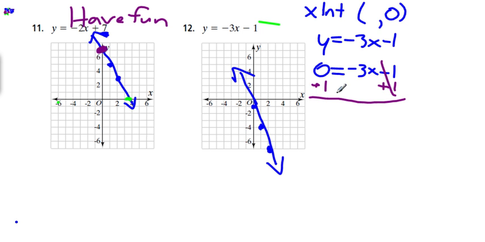This is going to cancel out. 0 plus 1 is 1. Now we have 1 equals negative 3x. We want to get x by itself, which means we need to get rid of times 3. The only way to get rid of times 3 would be to do the opposite, which is to divide by 3. So we're going to have divided by 3 over there, divided by 3 over here. This is going to cancel out. This is a happy little fraction. This is just negative 1/3.